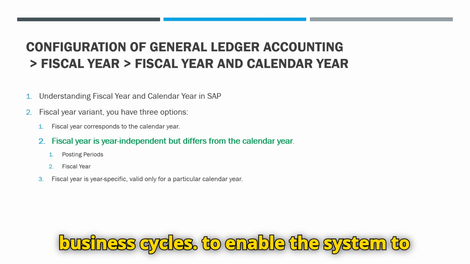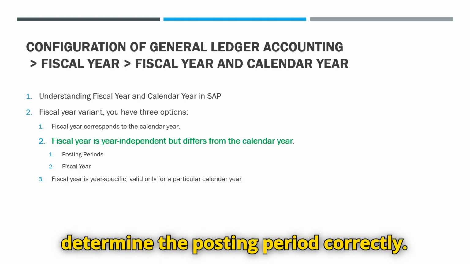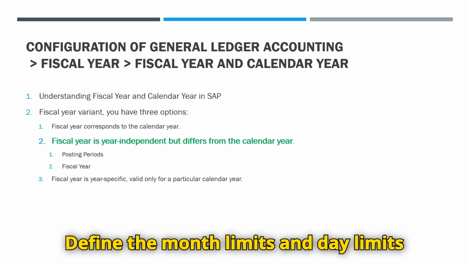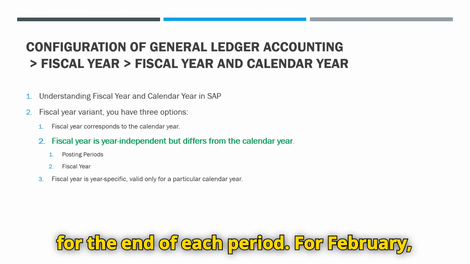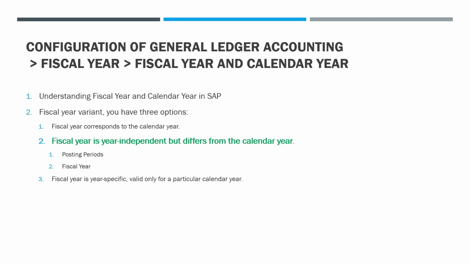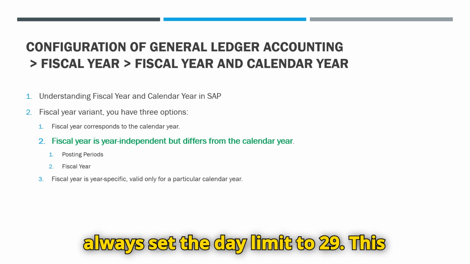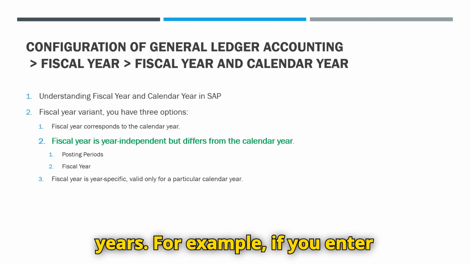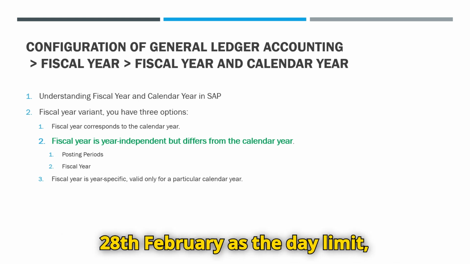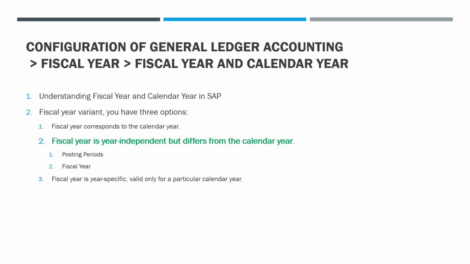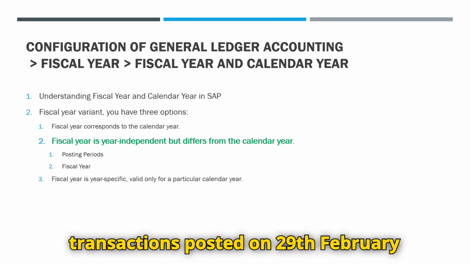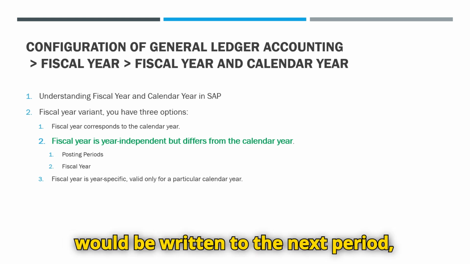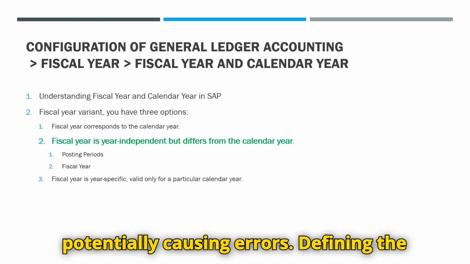To enable the system to determine the posting period correctly, define the month limits and day limits for the end of each period. For February, always set the day limit to 29. This ensures accurate handling during leap years. For example, if you enter 28th February as the day limit, transactions posted on 29 February would be written to the next period, potentially causing errors.